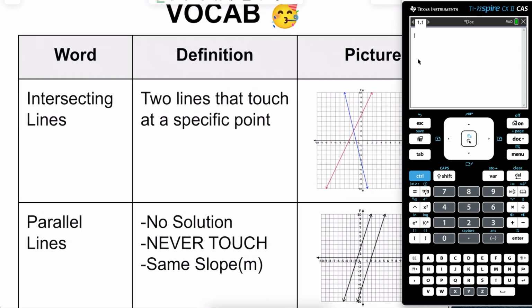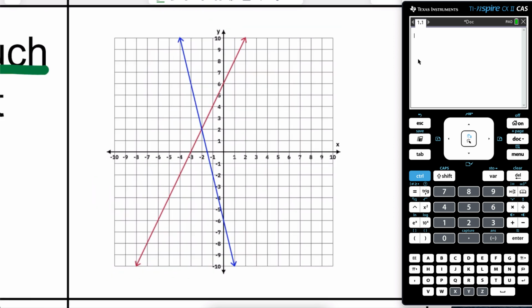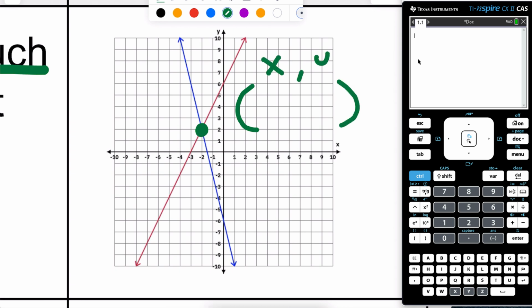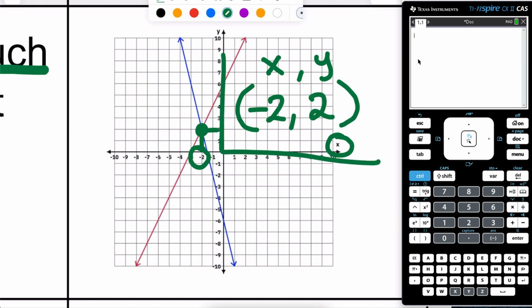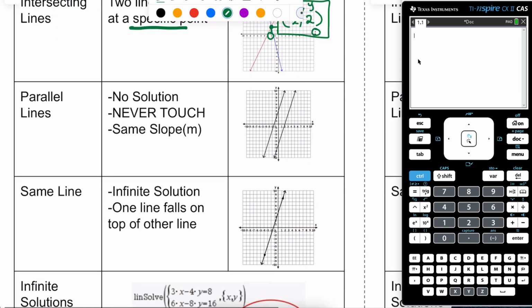Lines. So intersecting lines are two lines that touch at a specific point. If we look at this red and this blue line, they touch right here at this point. That is the intersecting point. We are going to look at that point and write it. Remember, it's always x and then y. This is -2, comma, 2. This is my answer, where they touch.